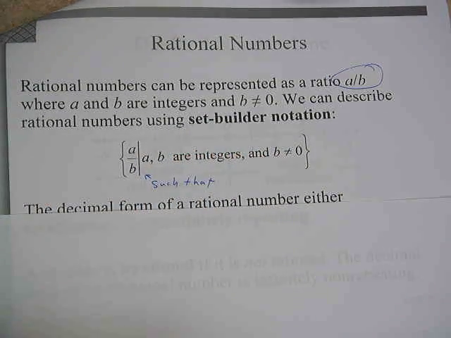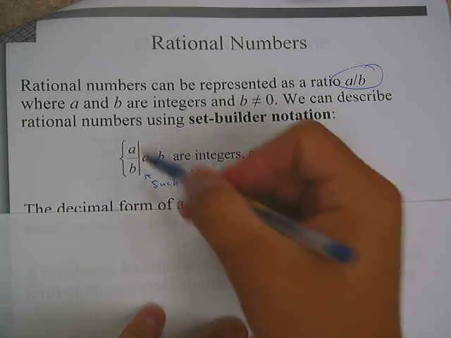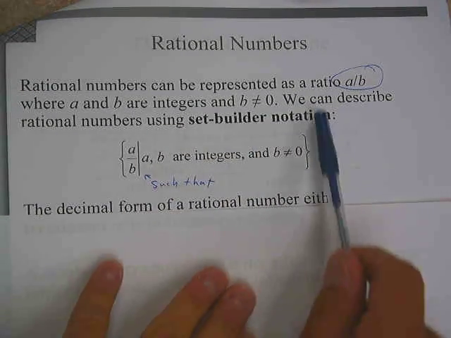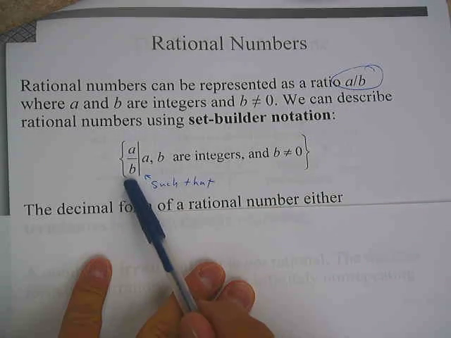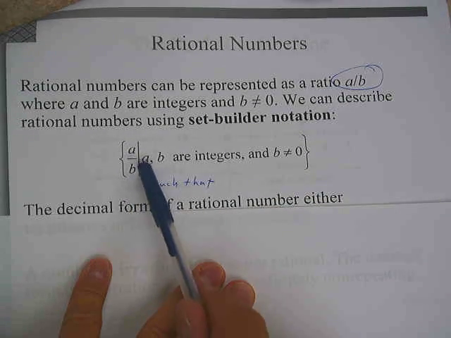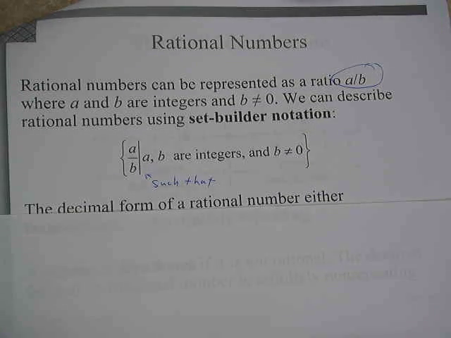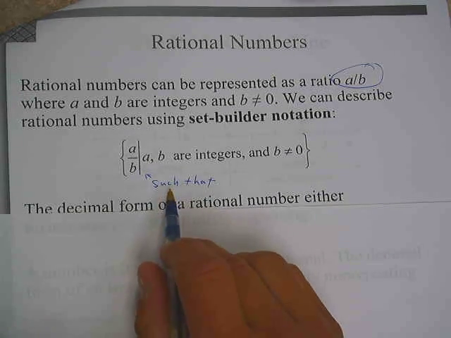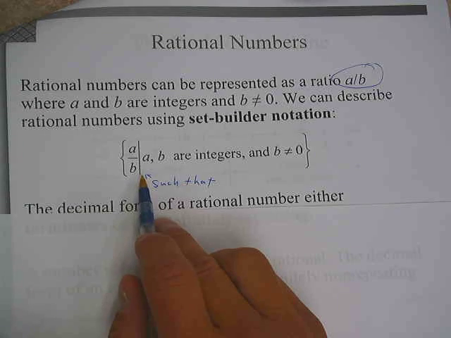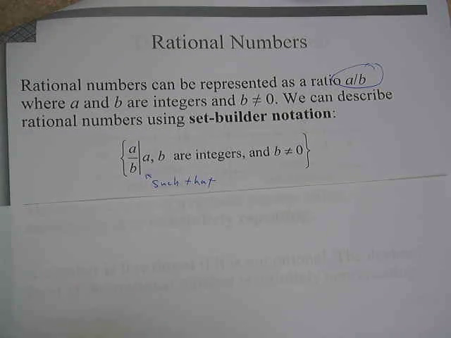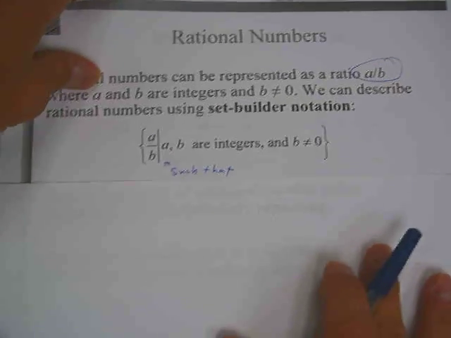That little sign right there reads such that. So that vertical line reads such that. We would read this sentence as: a rational number is a over b, such that a and b are integers and b cannot equal 0. Like I said, in set builder notation, that's probably the key that you need to make sure you see: that symbol means such that. That's the way it's read in English.